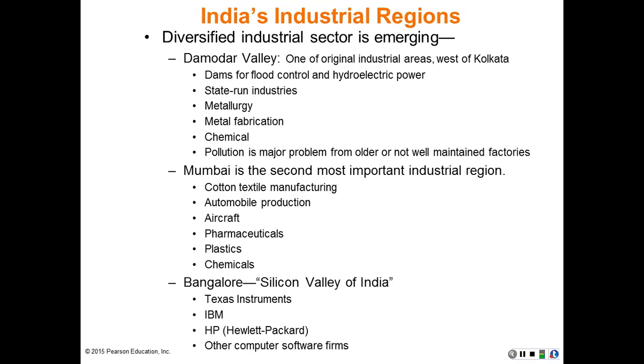There are a number of state-run industries, metallurgy, metal fabrication, chemical manufacturing, but pollution is a major problem from older and not well-maintained facilities. The Damodar Valley is India's foremost national industrial region where coal and iron ore promoted the growth of state-owned metallurgy, machine, fertilizer, and chemical industries. It's one of the world's largest industrial regions.